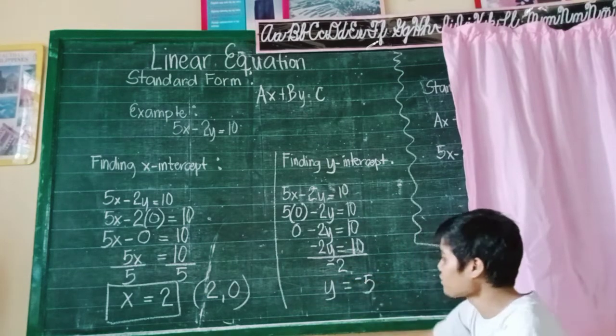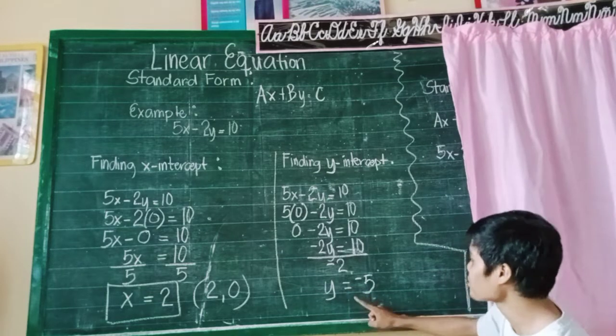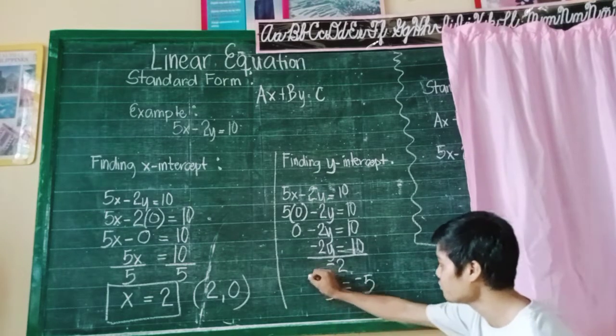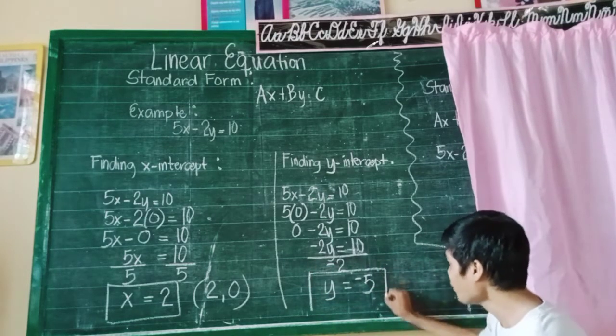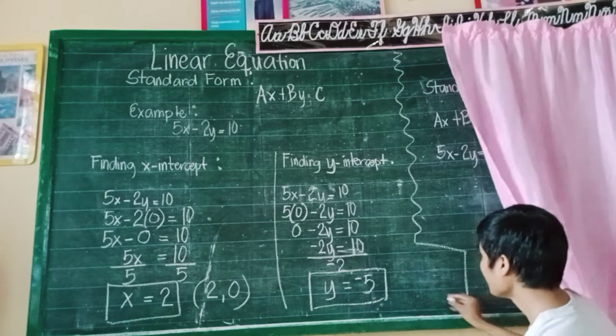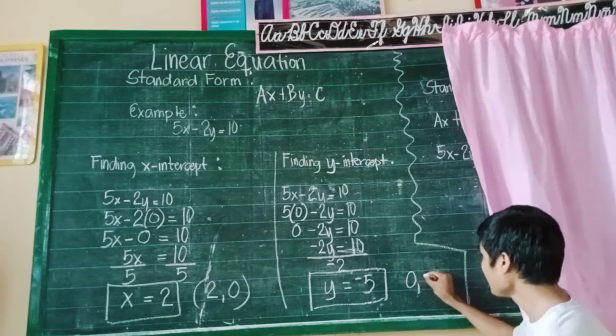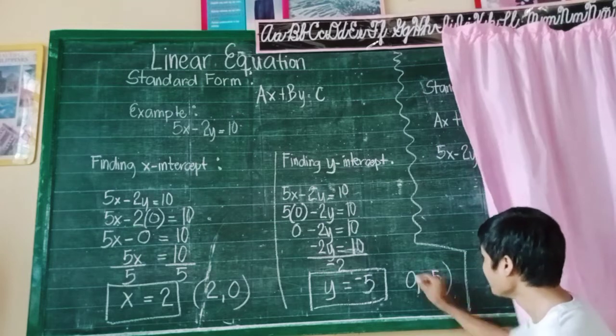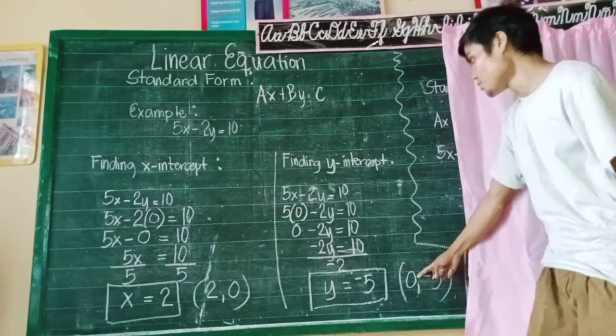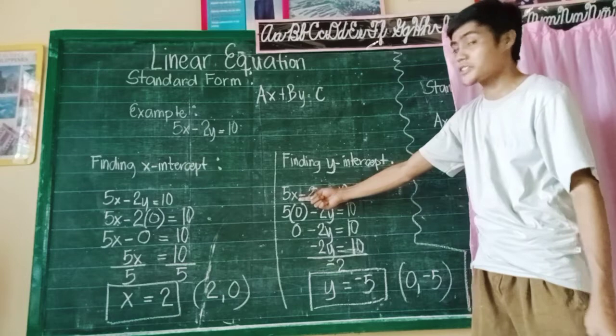So the y-intercept is equal to negative 5. So the point occurs at (0, negative 5). It is 0 since we replace x with 0.